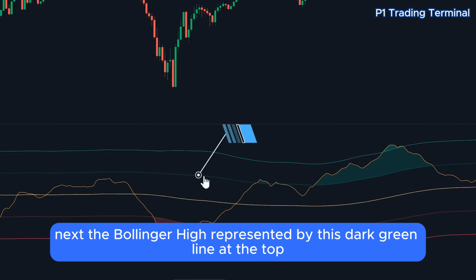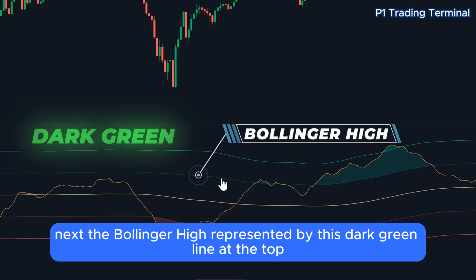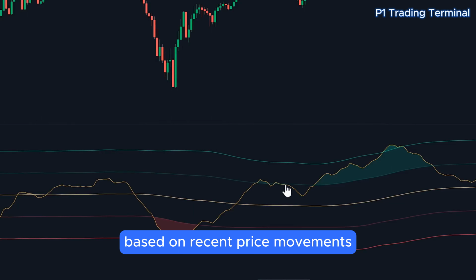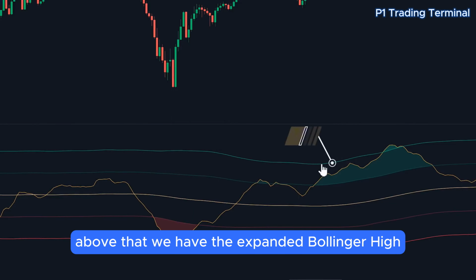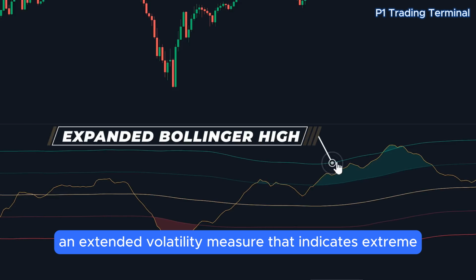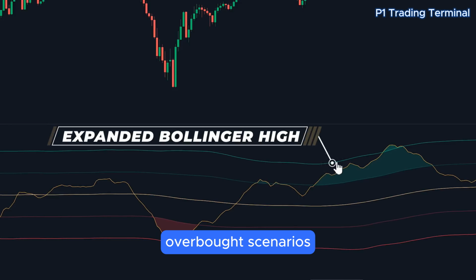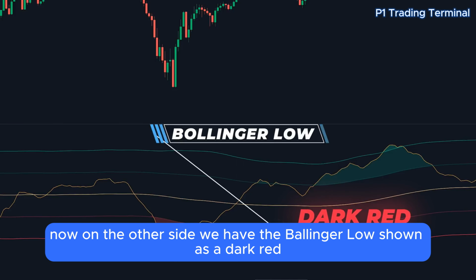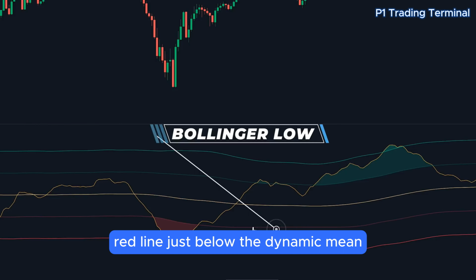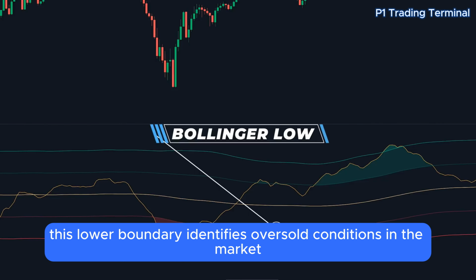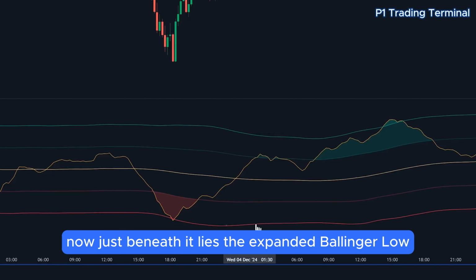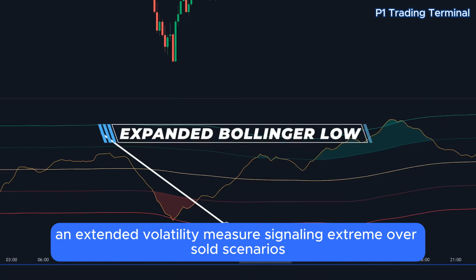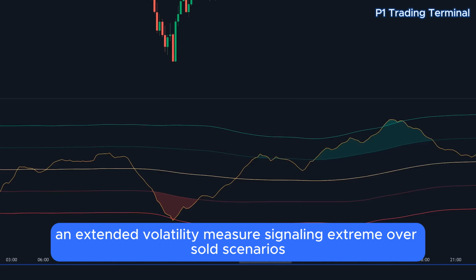Next, the Bollinger High, represented by this dark green line at the top. This upper boundary highlights overbought conditions based on recent price movements. Above that, we have the expanded Bollinger High, an extended volatility measure that indicates extreme overbought scenarios. Now on the other side, we have the Bollinger Low, shown as a dark red line just below the dynamic mean. This lower boundary identifies oversold conditions in the market. Now, just beneath it lies the expanded Bollinger Low, an extended volatility measure signaling extreme oversold scenarios.